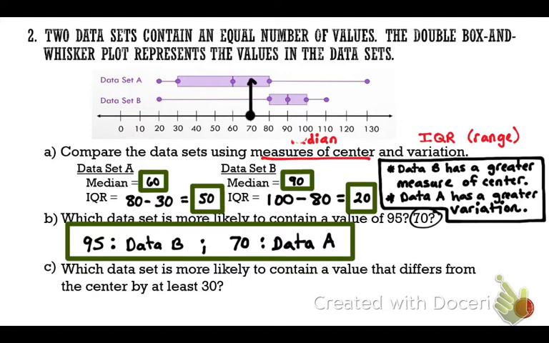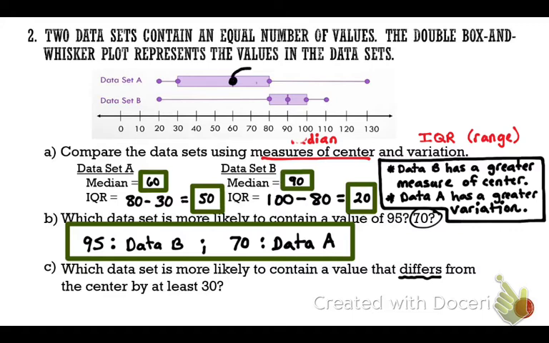Question C. Which data set is more likely to contain a value that differs from the center by at least 30? Help me out with this word differs. What does the word differs mean? Different, okay? So it's different from the center by 30. What is the center on data A? 60. Here's the center right here, okay?